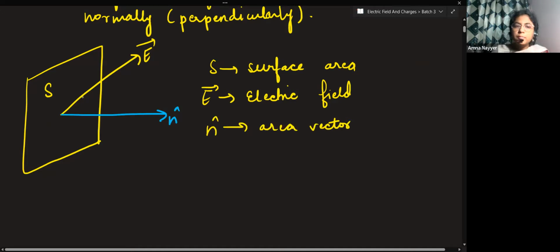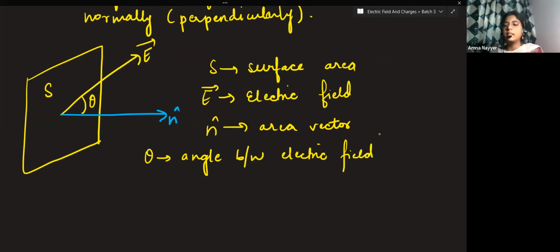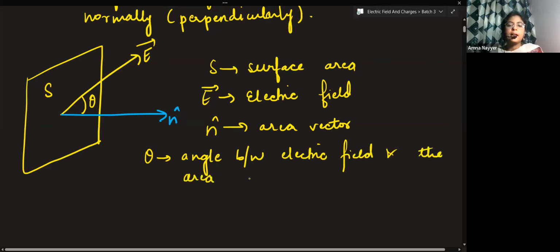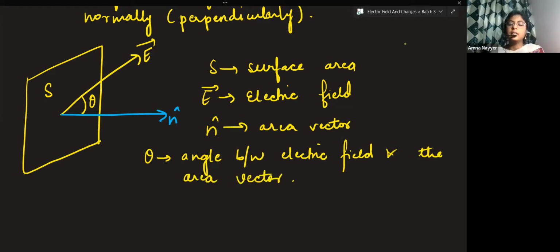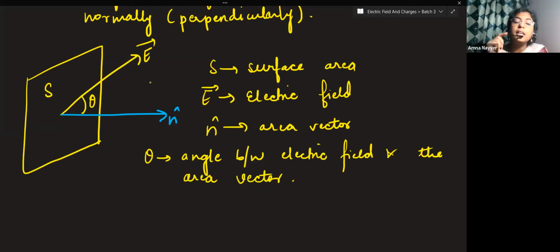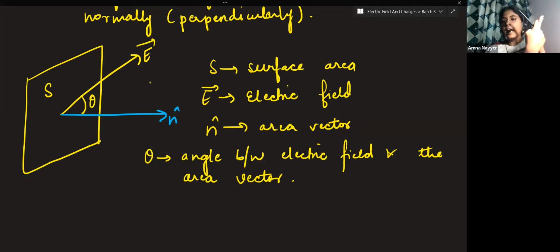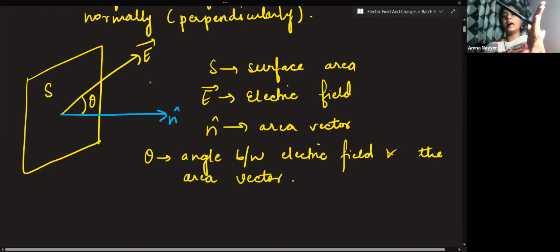Now, electric field line is making an angle with this area vector. Let's call it theta. So, theta is the angle between electric field and the area vector. All right. So now electric field line is making an angle theta with the area vector. Remember, this theta, I have specified this angle because angle is not taken with the plane and electric field. This angle between the electric field and the plane surface is not considered. If you drop a perpendicular, this angle is now considered.